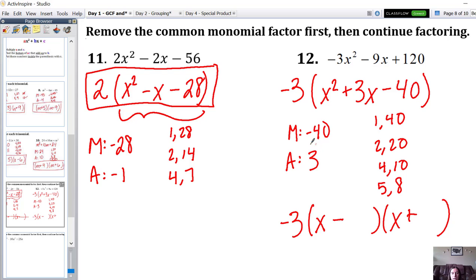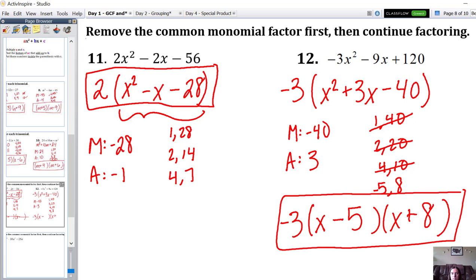We need to add up to a positive 3. These won't get me to 3, these won't get me to 3, these won't get me to 3. But if I do 8 and negative 5, that gets us to positive 3. So I've got negative 3 times x minus 5 times x plus 8. That is our factored form.